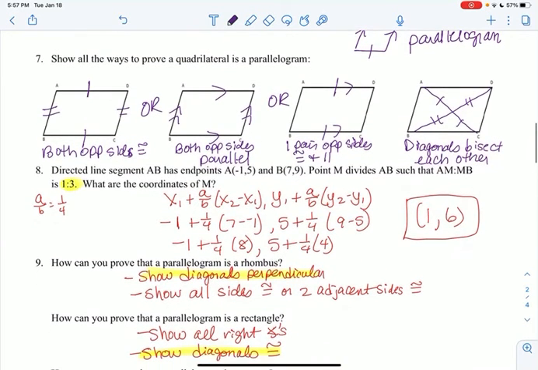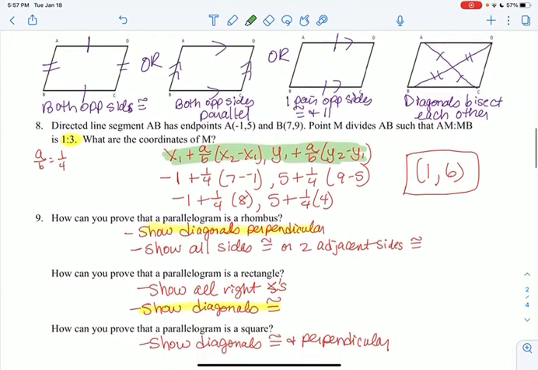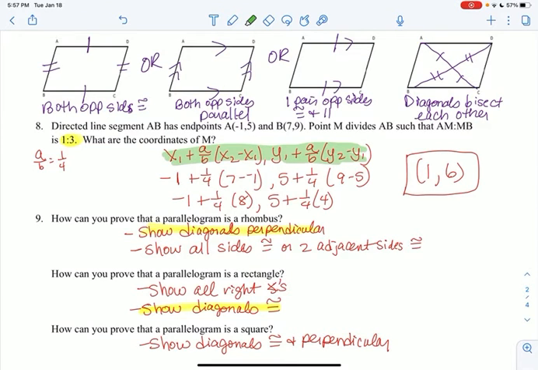Partitioning formula. Here's my partitioning formula. I'm highlighting it in green right here. x1 plus a over b, x2 minus x1, comma, y1 plus a over b, y2 minus y1. So I have a directed line segment. I'm giving you points A and B, and point M divides it such that the ratio from AM to MB is 1 to 3. If it's a ratio of 1 to 3, there are 4 parts total, so that fraction is 1/4.